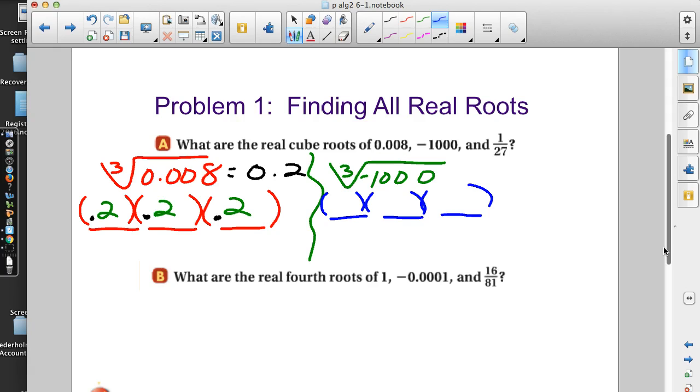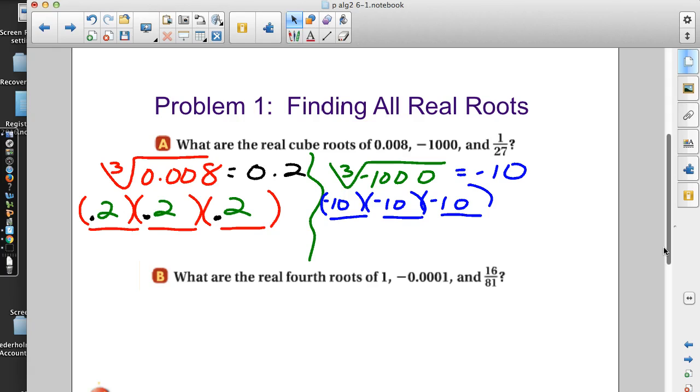10? 10 times 10 times 10? That's 1,000. You're real close. Negative 10. A negative and a negative will make a positive. Then you'll have a positive times a negative, and it'll come right back to a negative. So this is going to be negative 10.